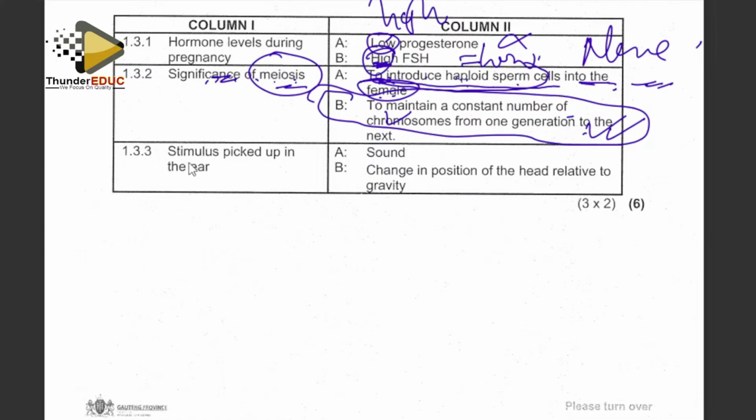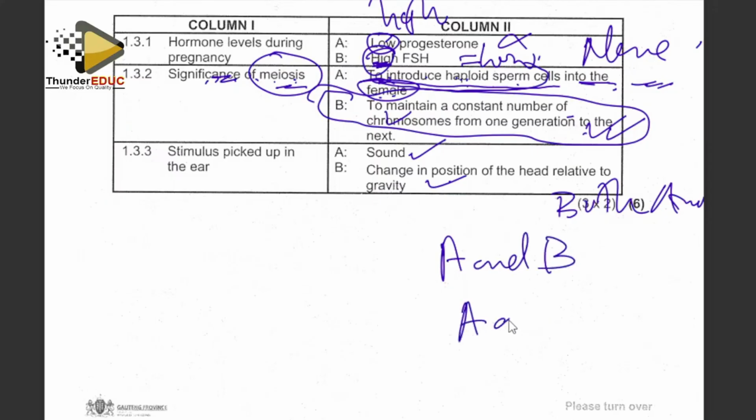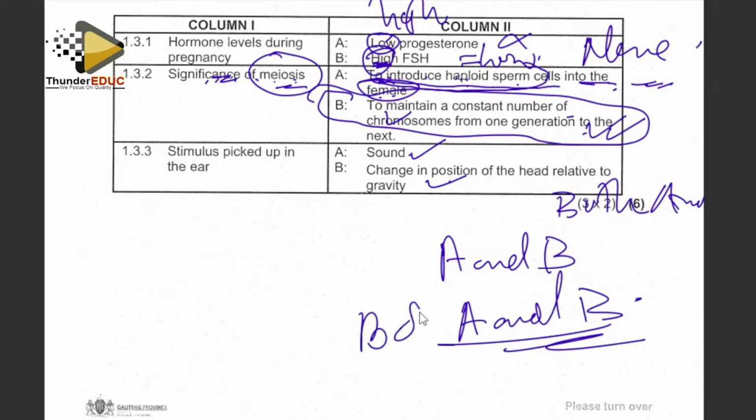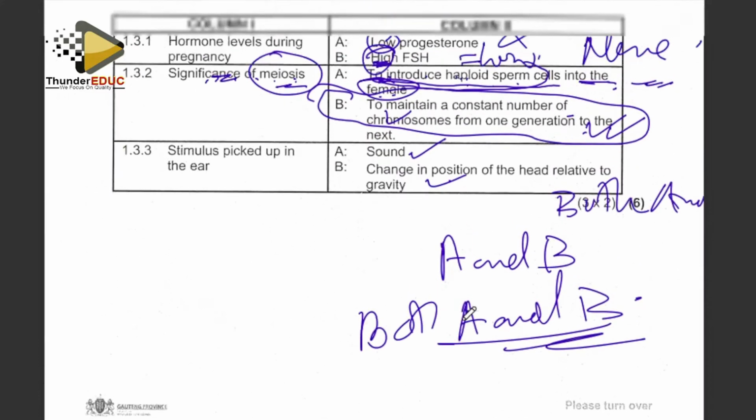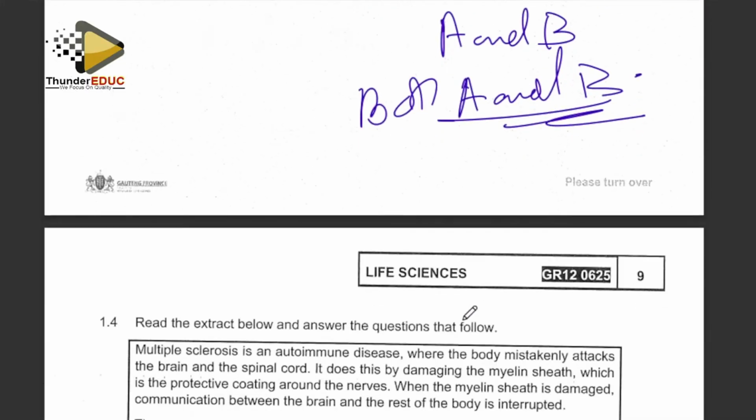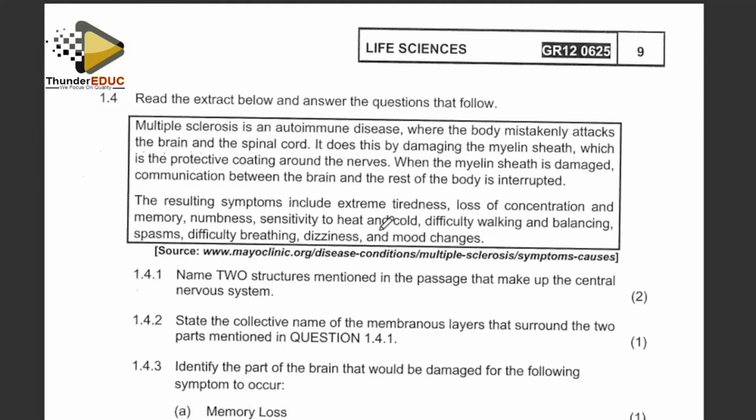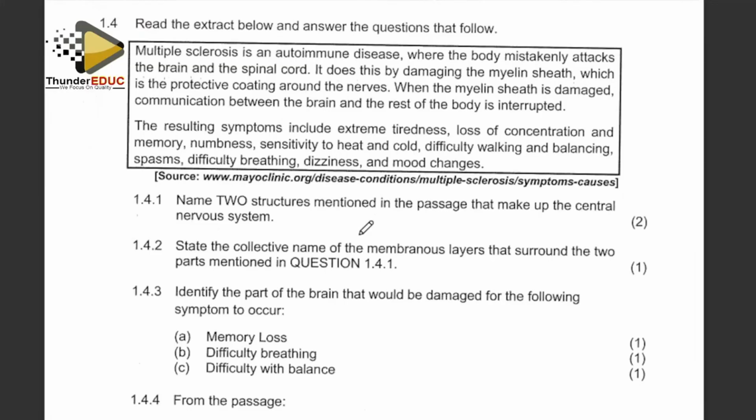Stimulus picked up in the ear is sound. Correct. Change in the position and direction. Yes, this one is also correct. So the answer here becomes B, both A and B. Remember, it is supposed to be both A and B. Don't just say A and B. The word "both" must be there. If it's not there, it will depend on the mercy of the teachers and the discussion which is going to come out tomorrow.